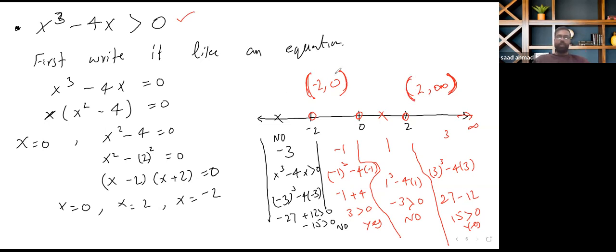So the solution for that inequality that we just solved is these two intervals. And how do we write them? We put a U between the intervals. This means union. This portion plus the portion on this side, all of it, are the parts of the solution for this one variable inequality.